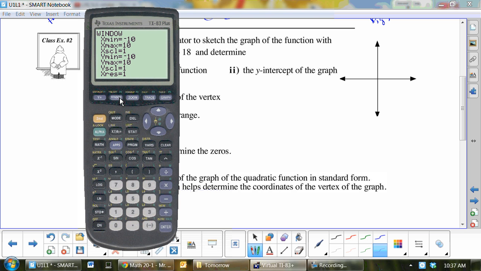Windows. Which one? Y min. Now what should I change it to? Negative 20? People are always like negative 500. Sometimes there's too much, okay? So you hit graph.